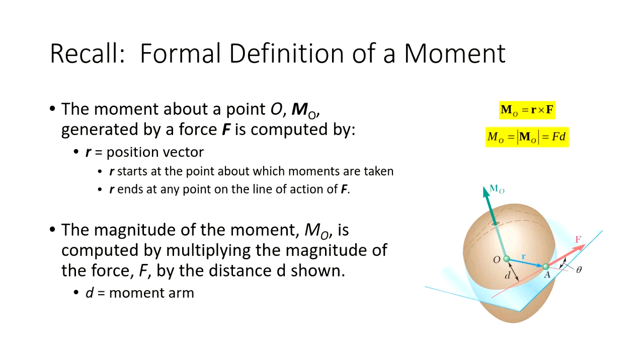Now, ultimately, what we really care about is the magnitude of that moment, which is just force times distance. I'm using the term distance, but I really need to be more specific and use the term moment arm. Moment arm is the perpendicular distance from the point in question to the line of action. That's your moment arm.